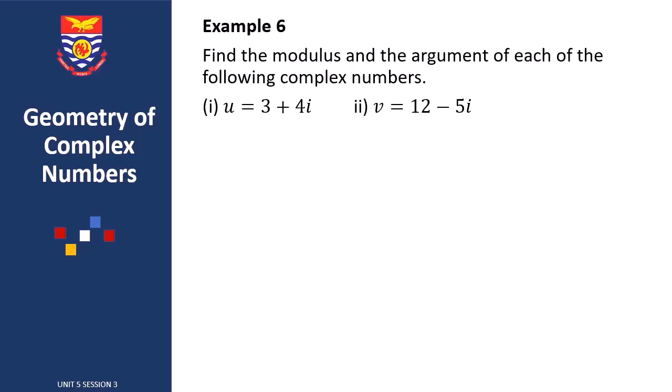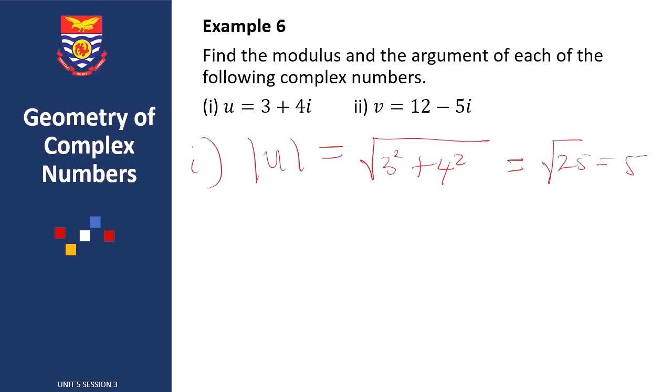Let's look at a few examples. First one, we want to find the modulus and then the argument. The modulus of u is given by the square root of a squared plus b squared, as we went through in our approach. What do we get? The square root of 25, and I get my 5.